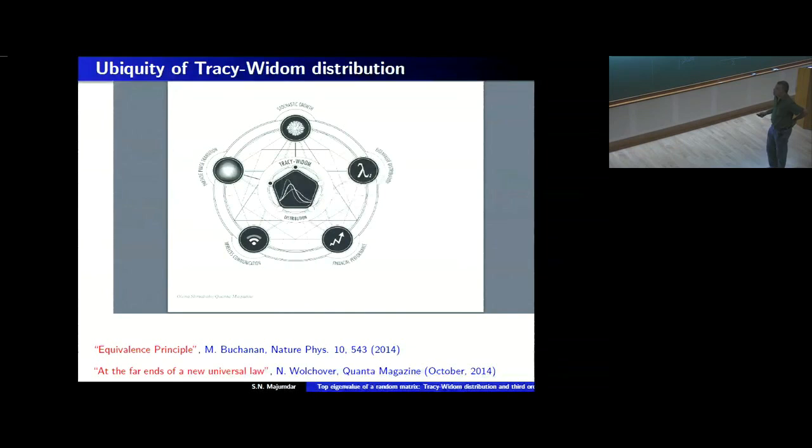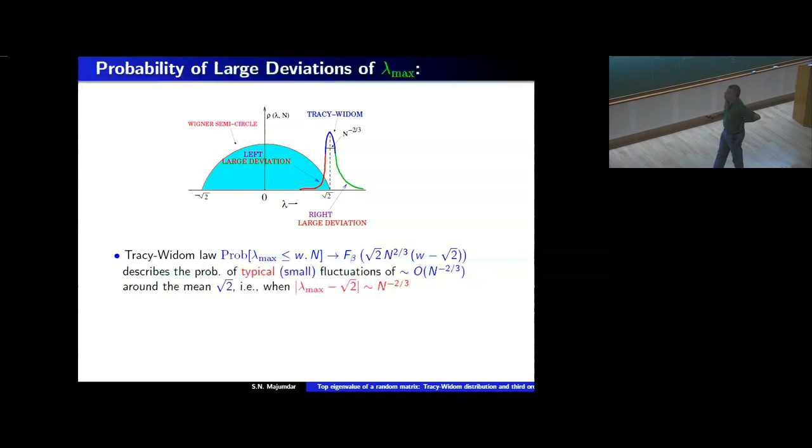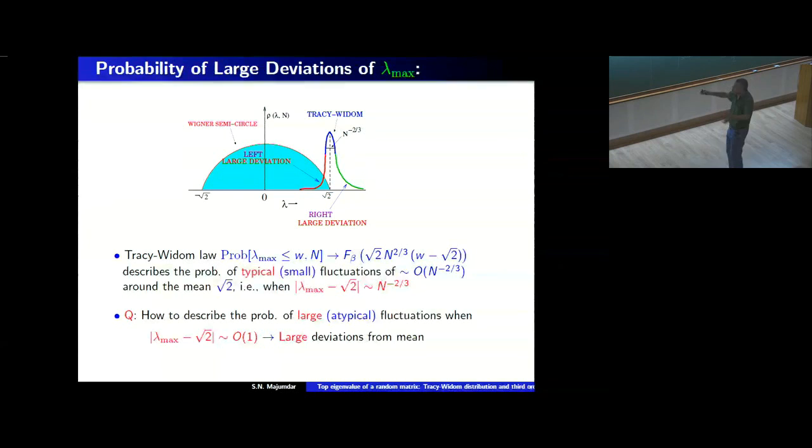So this is known for the typical fluctuations. Here is the picture: you have the Wigner semicircular law, lambda max fluctuates, and it has a distribution. And what we have just learned is that the probability distribution of lambda max on a scale of n to the power minus 2/3 is described by the Tracy-Widom distribution function. But the question is, what happens when I'm looking for fluctuations which are not of the typical scale n to the power minus 2/3, but on a larger scale, let's say of order 1? This is the large deviation question: how to describe the probability of atypical large fluctuations going beyond the typical fluctuations?